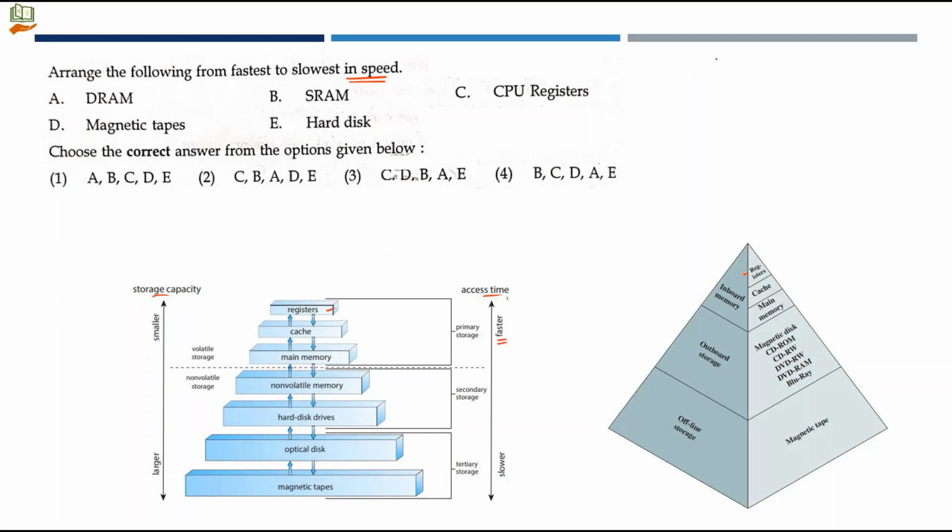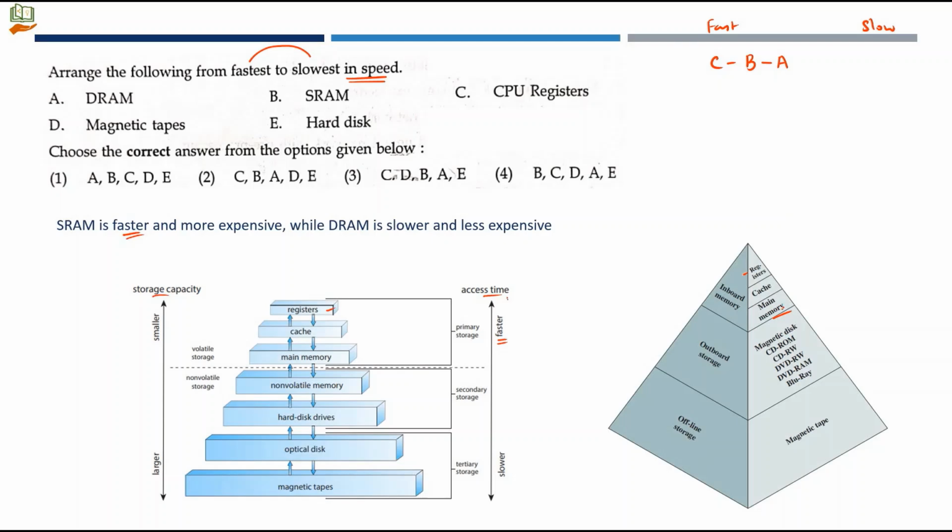So in this case, C comes first. We have to arrange from fast to slow. So this will be fastest and this will be the slowest. After CPU registers, you have something called main memory. Under this you have SRAM and DRAM, static RAM and dynamic RAM. SRAM is faster and more expensive, while DRAM is slower and less expensive. Since they have mentioned faster here, we have to place SRAM first with the option B, followed by DRAM option A next. Why are we placing both the RAMs together is both belong to the part main memory.